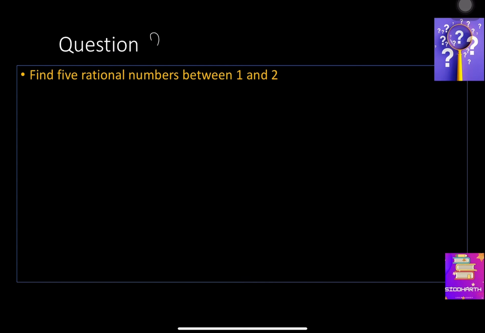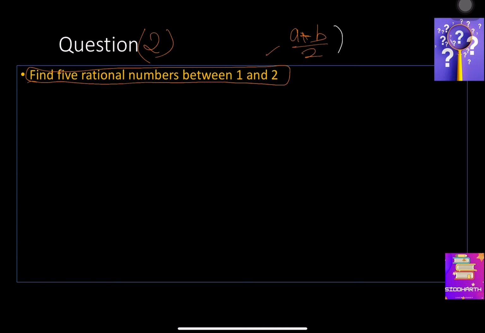Now question 2 is find 5 rational numbers between 1 by 2 and 1 and 2. Sorry, it's not 1 by 2, excuse me, it's between 1 and 2. Recall that to find a rational number between any two numbers, you can use two methods: a plus b by 2, or the LCM method. Like we saw two methods in the LCM method also.